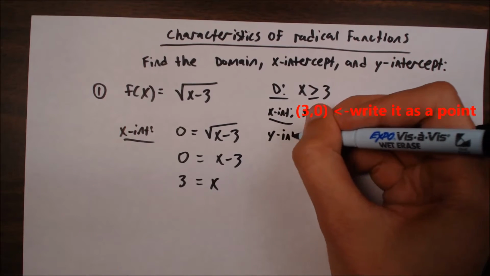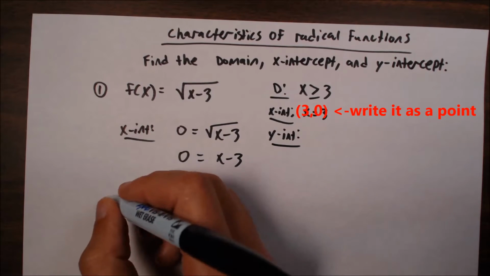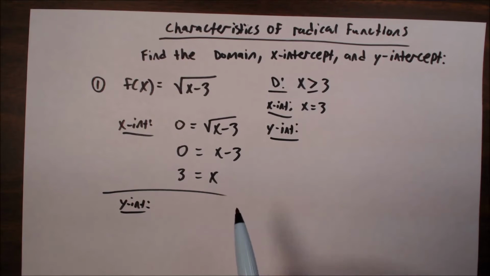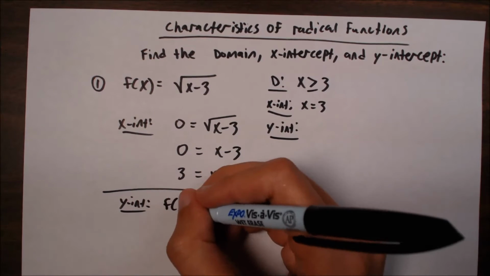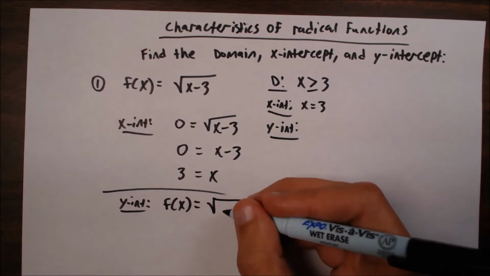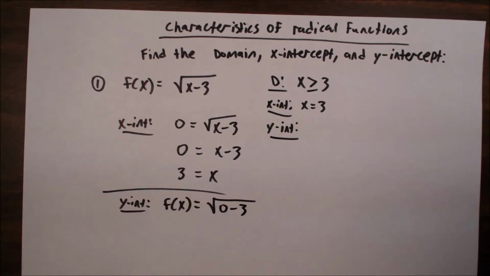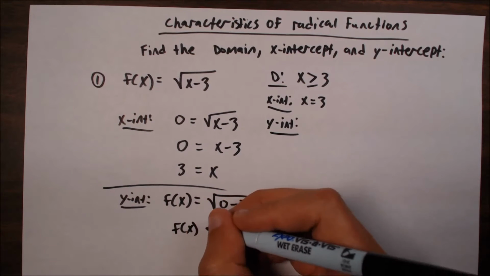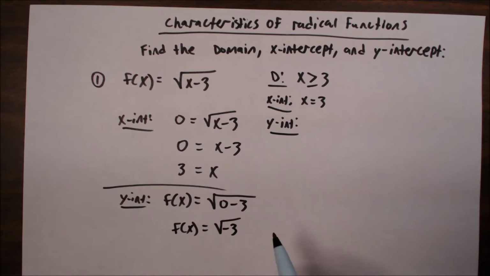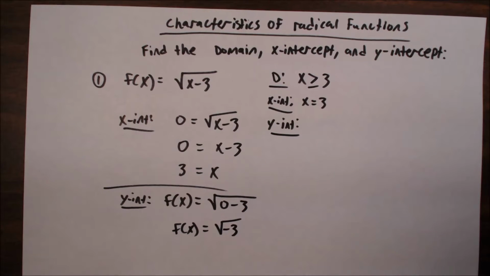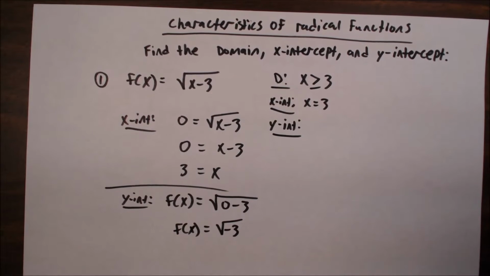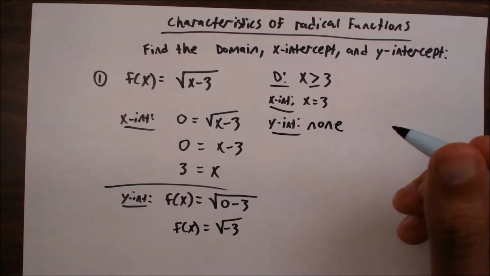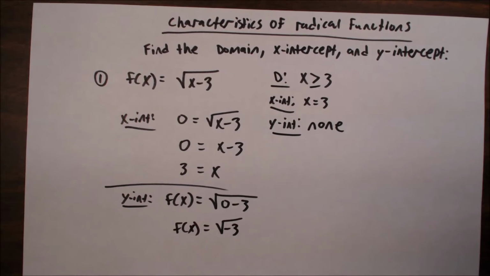Okay, next we need to find the y-intercept. So for the y-intercept, I'm just going to make x equal 0. Okay, so I'm going to say f of x equals the square root of 0 minus 3. Okay, well, 0 minus 3 is -3. And I can't take the square root of -3. I get an imaginary answer. Since we're dealing with real numbers here on the real number plane, I have to say there is none. There is no y-intercept. This graph will never cross the y-axis.